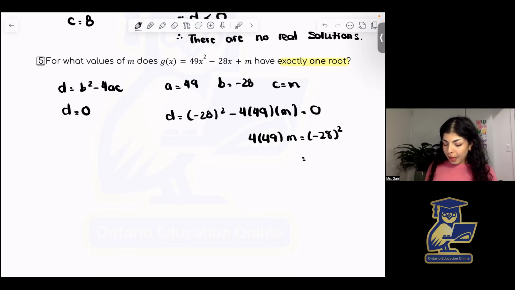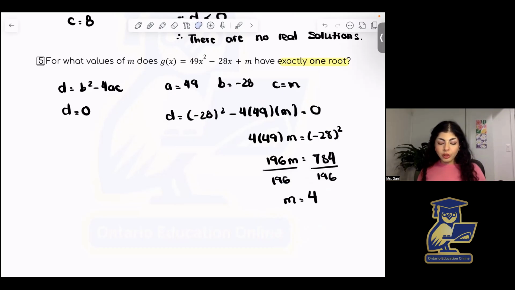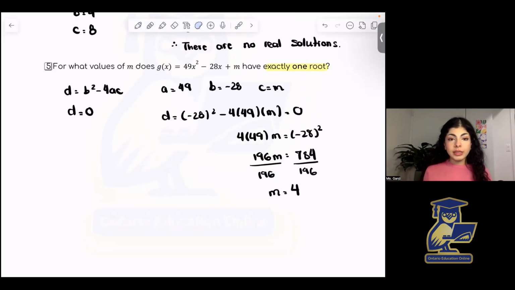So now I'm going to evaluate. You can use your calculator here. So we have 196m is equal to 784. And if we divide, that will give us just 4. And maybe let me just show my division there. You can always just use fractions to show that step. And so m is 4. So for value of m being 4, this function will have exactly one root. And you can always graph this using Desmos and confirm that it has one root and what its root is.